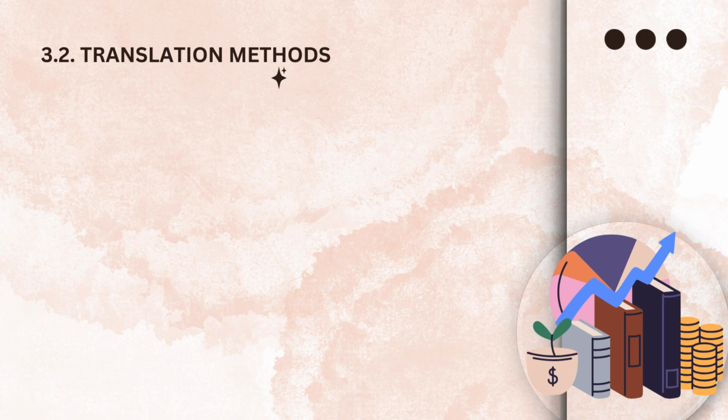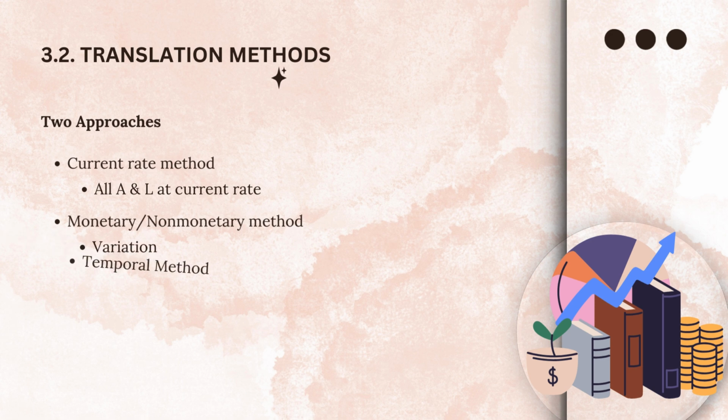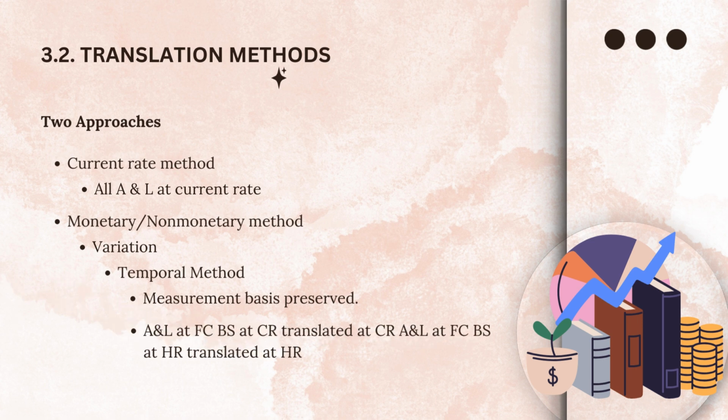3.2 Translation methods. 2 approaches. 1. Current rate method. All A and L at current rate. 2. Monetary/non-monetary method. Variation: temporal method. Measurement basis preserved. A and L at FCBS at CR translated at CR, A and L at FCBS at HR translated at HR.